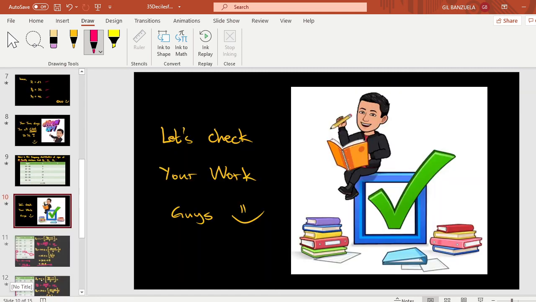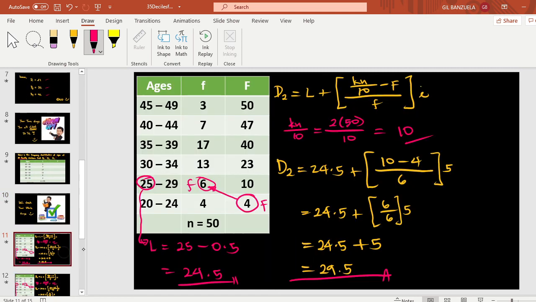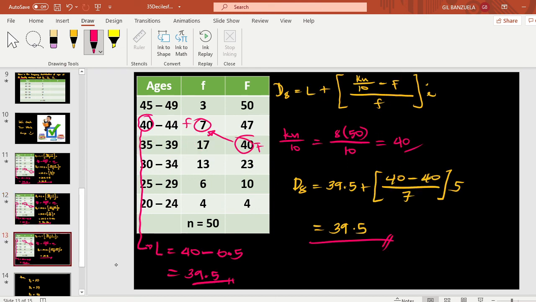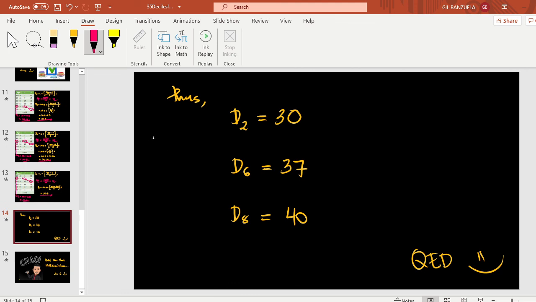And your 20 minutes, guys, is gone. So let's check your work. So for number 1, decile 2 is located at the 30th position. Alright, so that is 29.5 or 30th position. And our decile 6 is located at the 37th position. Alright, and our decile 8 is on the 40th position. So to sum up, decile 2 is on the 30th, decile 6 is on the 37th, and decile 8 is on the 40th. I hope you got all of this.